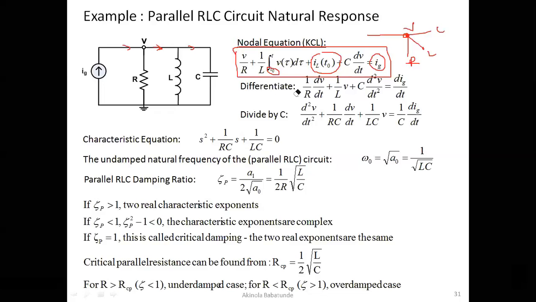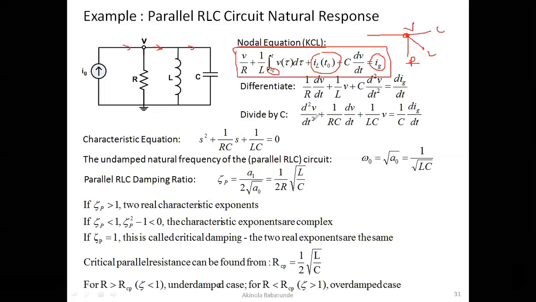Now, since we are dealing with the second order circuit, what you want to do is to remove the coefficient of the second order term here. The coefficient here is C, so divide everything by C so that this can be on its own, and then rearrange the terms. So when you do that, you have d²v/dt² plus 1 over RC dv/dt plus 1 over LC v equal to 1 over C di/dt.